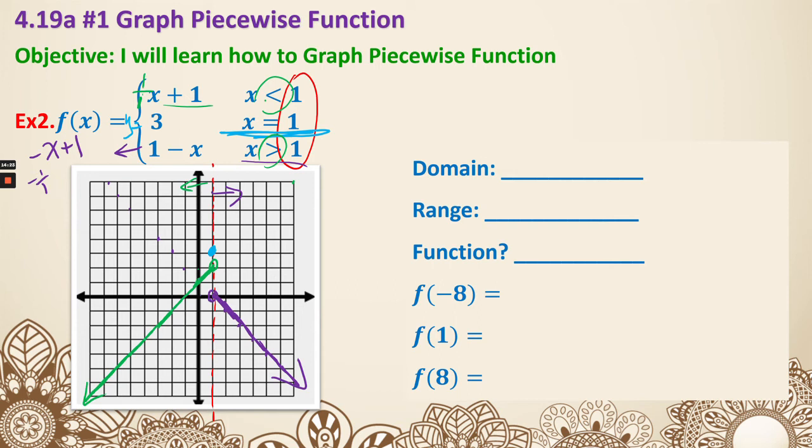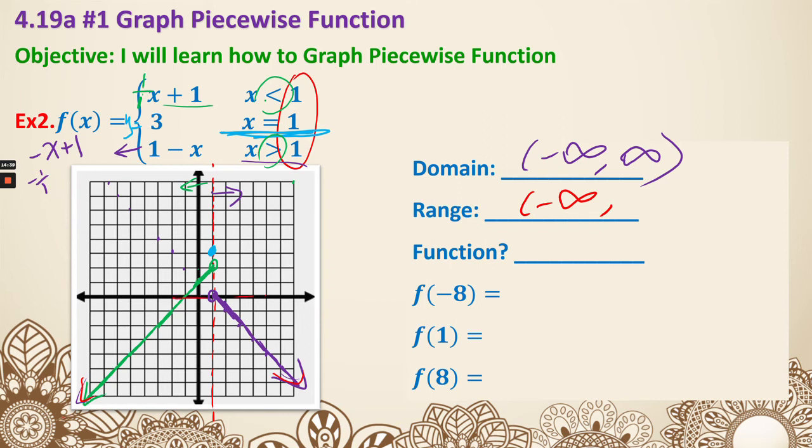Okay, now it's time to decide on the domain. Left arrow, right arrow, so clearly negative infinity to positive infinity. As for the range, everything starts from all the way on the bottom, so start from negative infinity. And let's see where it stops.